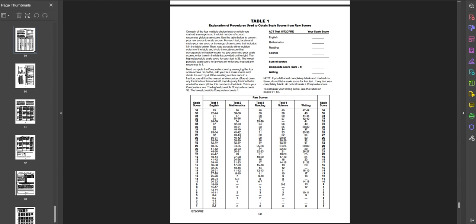So let's say I got a 25 on that section of the math, so I double that and I would be in the 50s. So right here I'd be at a 50, which lines up with a 30. That's my scale score for a 25.